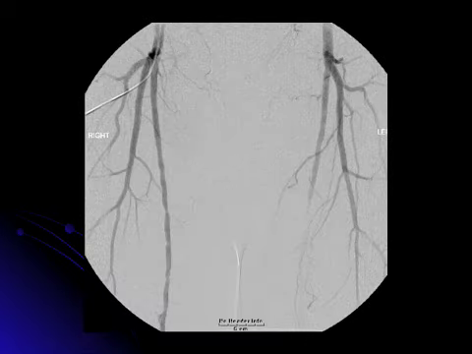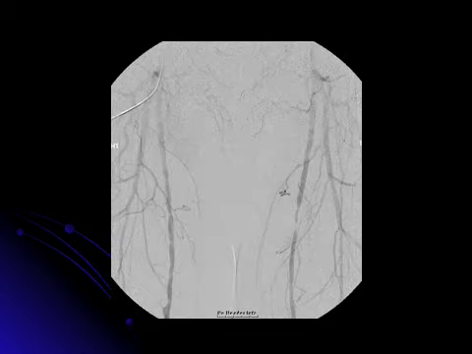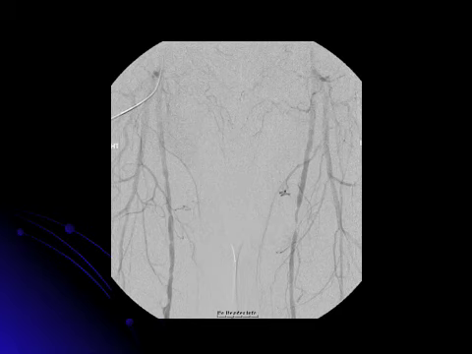Mid-superficial femoral artery disease is seen throughout the course of the right side, and severe left mid-superficial femoral artery disease is seen on this film. The surgeon requested no additional information on the left side, so the catheter was removed and continued studies were done from the sheath on the right side.